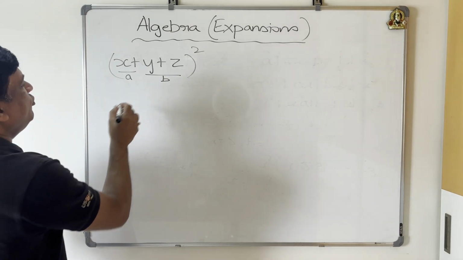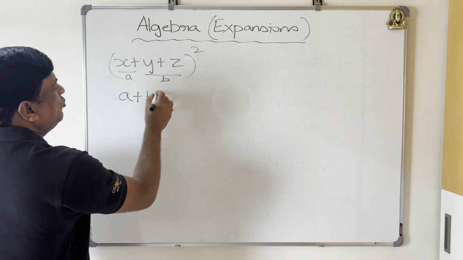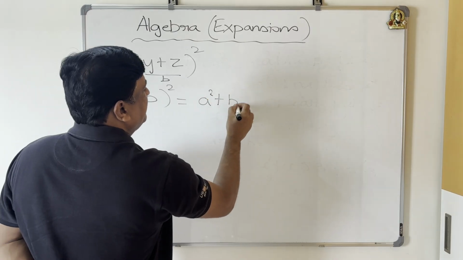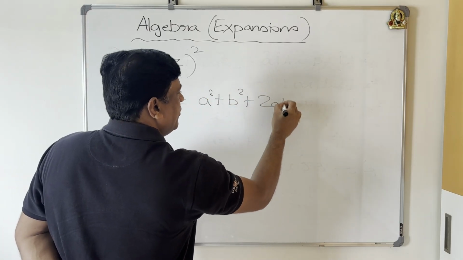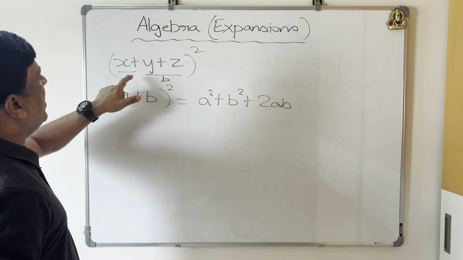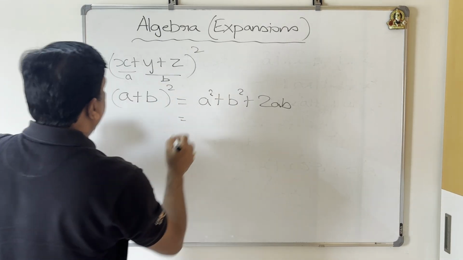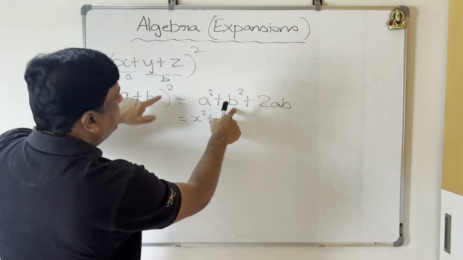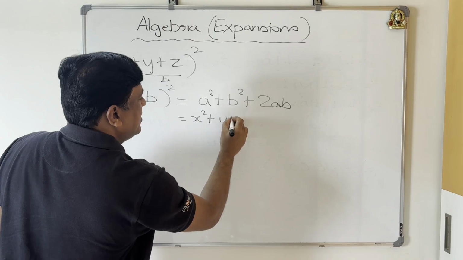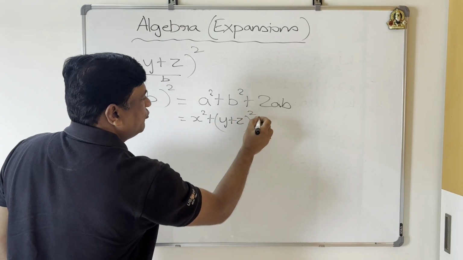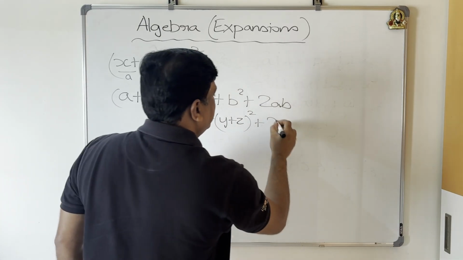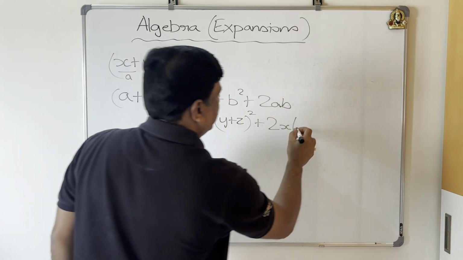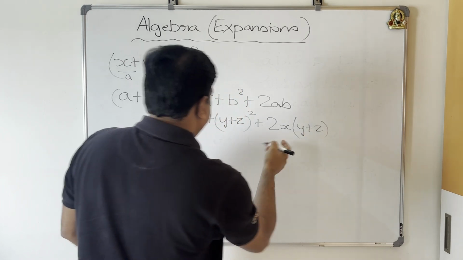So what do you have? (a plus b) whole square, what do you know? It is a square plus b square plus 2ab. We know this formula. Now replace the values of a and b. What did we take over here? a is x, so I'm going to write it as x square plus, what is b? b is y plus z. I'll put it as (y plus z) whole square plus 2 times a, which is x again, times what is b? y plus z. Let's expand this.